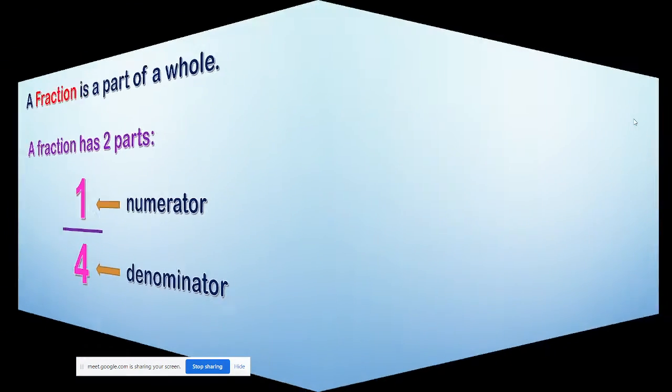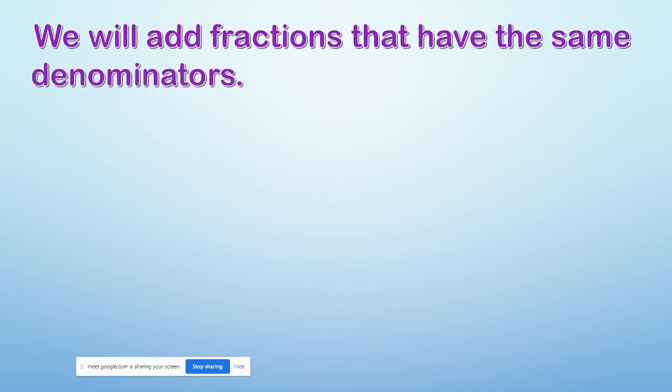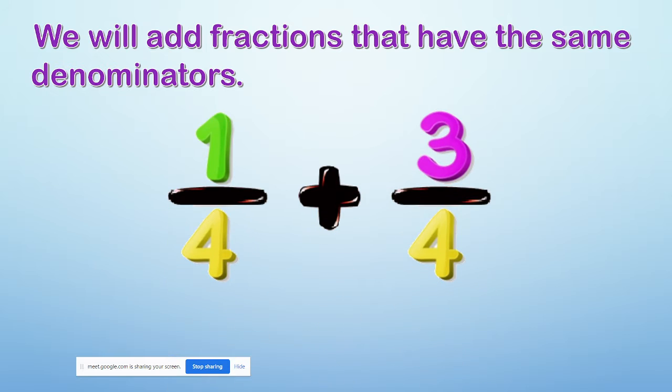Now, when we add fractions, the fractions have the same denominators. For grade 3, we're going to have fractions that have the same denominators. The denominator is the number at the bottom. For this sentence, you have 4 and 4. It means the denominator is 4. They are both 4. So we are going to add them together.